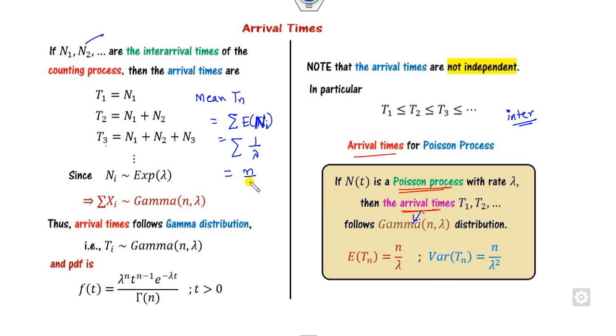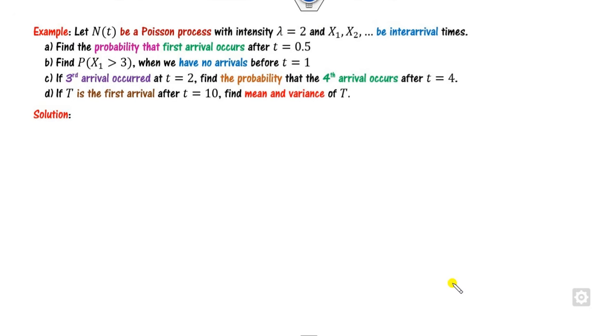So what is that? This is n over lambda. Similarly, you can compute the variance. So look at one concluding example related to all these four concepts. What is given to you? Nt is my Poisson process with the intensity rate 2. Xi's are my inter-arrival times.